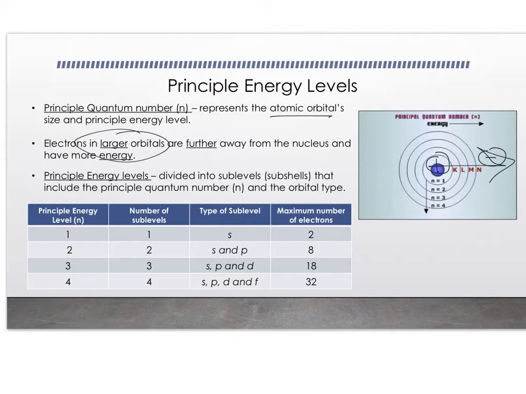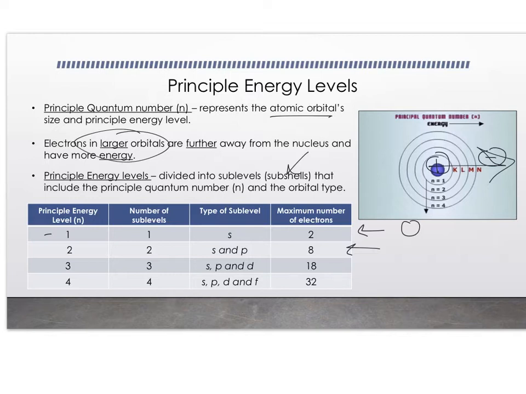And your principal energy levels can then be divided into sublevels or subshells that have your SPDF orbital types within them. So on your first energy level, or your principal energy level, you can only have an s orbital, hence that first ring can only hold 2 electrons. That is your first energy level. And then we go to our second energy level, and that can contain s and p type orbitals, holding a maximum of 8 electrons.